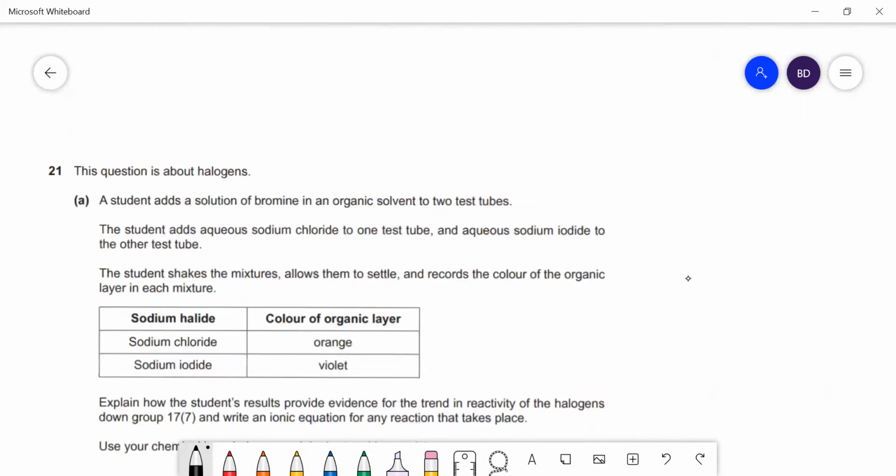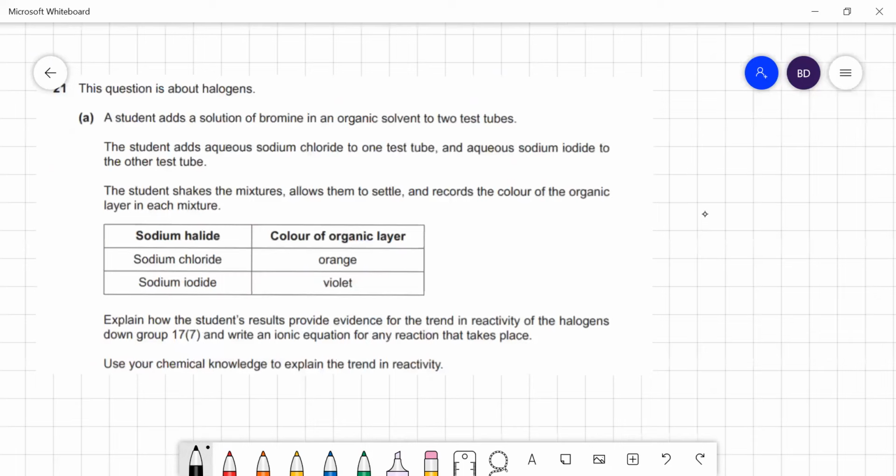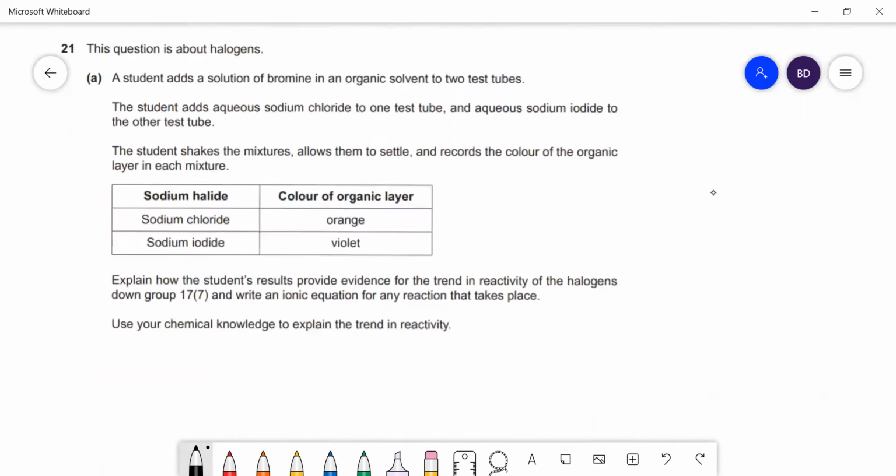Okay, now onto an inorganic question here. So they've got bromine in organic solvent. Bromine in organic solvent is going to look orangey red. They say orange, yeah. And it is more soluble in the organic solvent than it will be in the aqueous layer. And they've got aqueous sodium chloride added to one test tube, and sodium iodide to the other one. Okay, let's see what's happening.